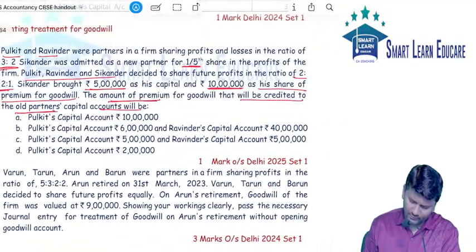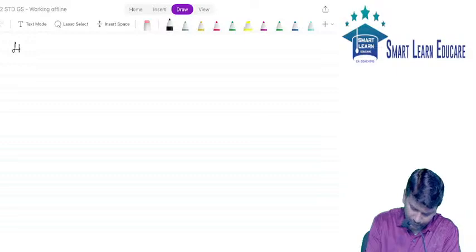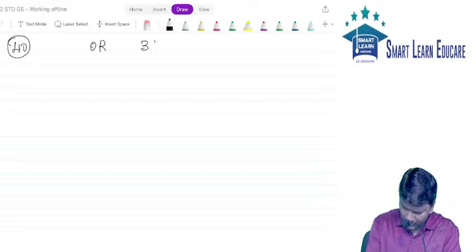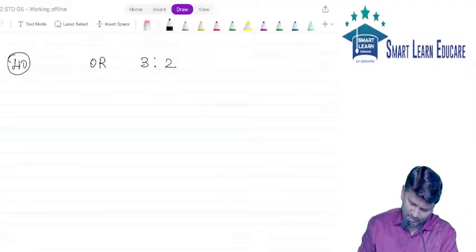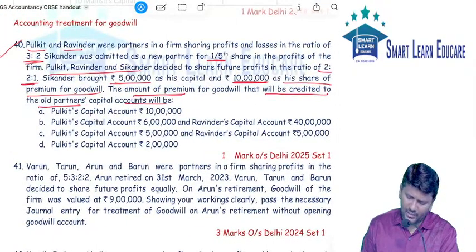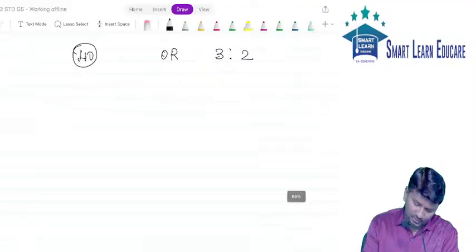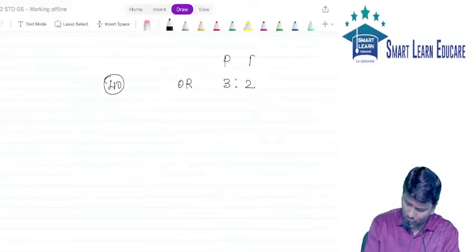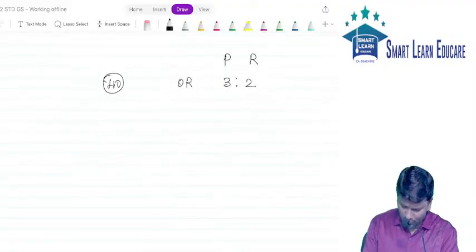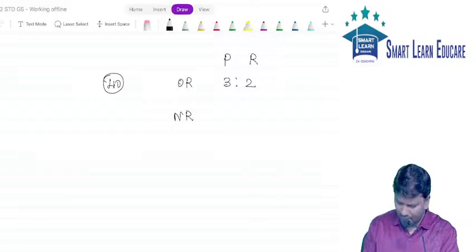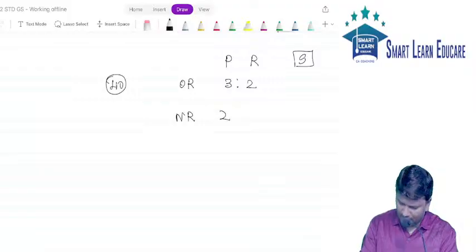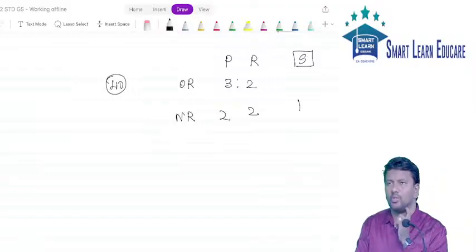Very simple. Question number 40, what is the old ratio? 3:2. Who are the partners? The partners are P and R. Between P and R, the old ratio is 3:2. Who is the new partner? The new partner is S. The new ratio between the partners is 2:1.